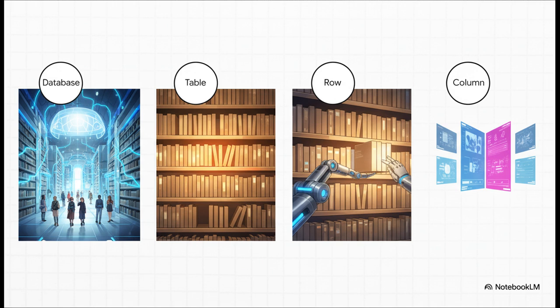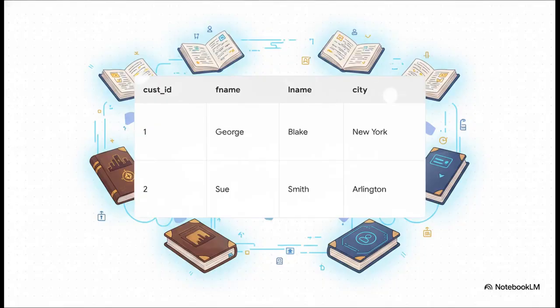So maybe you have a customer's bookshelf. Each individual book on that shelf is a row. That's one specific customer. And the facts inside that book, like their name or city, those are the columns, kind of like chapters. And here's what that actually looks like. This is a simple customer table. See the columns up top? Those are our chapters. And each row is one of our books, a unique customer. It's clean, it's organized, and it is unbelievably efficient.